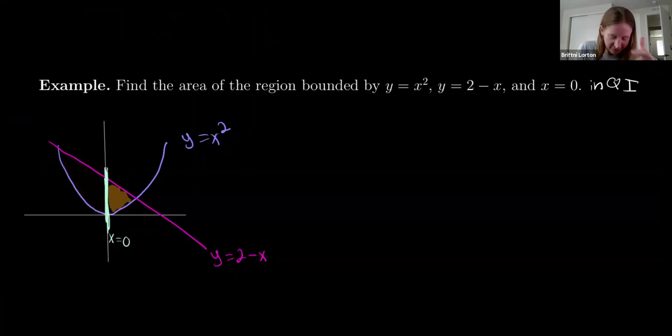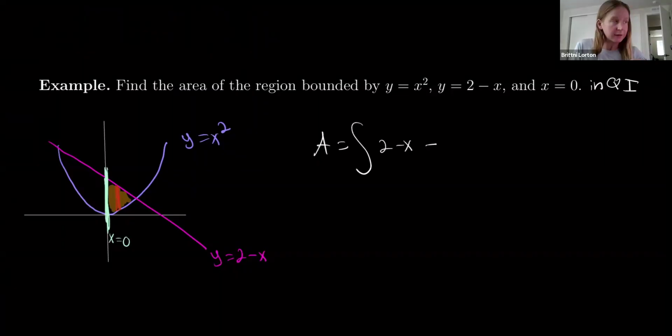Okay, so now we have that. We have our little shaded region. You can draw your sliver to help you visualize. Technically, remember there are infinitely many slivers. So one more time, we can see that the area would be, it looks like the 2 minus x is on top. The x squared is on bottom.